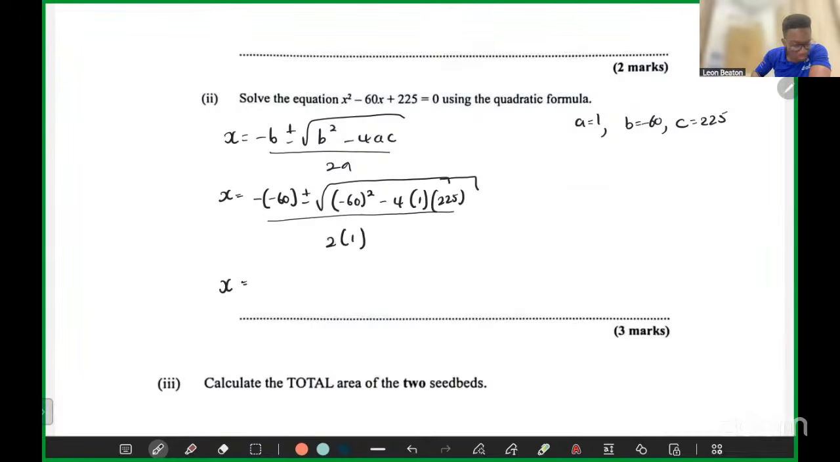So x would be equal to negative times a negative 60 will become a positive 60 plus or minus the square root of negative 60 squared. That should give us 3,600.